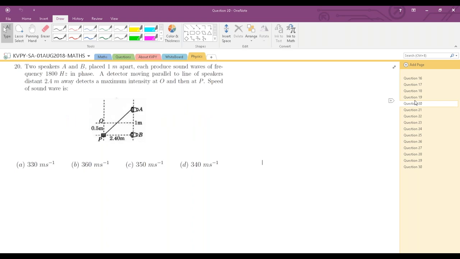Okay, so let's proceed to the next question, which is question number 20. Here the question is that two speakers A and B placed 1 meter apart each produce sound wave of frequency 1800 hertz in phase. A detector moving parallel to the line of speakers, distant 2.4 meters away, detects a maximum intensity at O and then at P. So the question here is, what is the speed of sound wave?